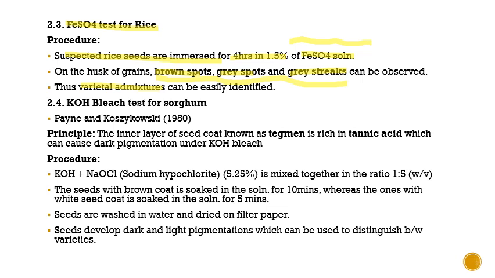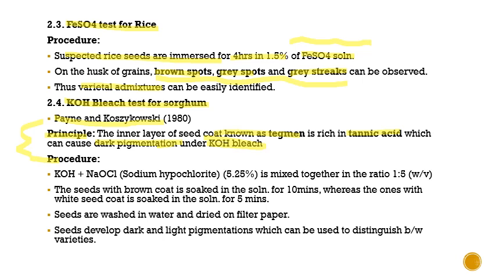And the next one is our KOH bleach test for sorghum. It was developed by Payne and Kosikowski in 1980, and the main driving principle behind this chemical test is that the inner layer of the seed, which is known as tegmen, is very rich in tannic acid. This tannic acid, when reacted with KOH bleach, can cause dark pigmentation. So this is the basic principle involved in this test.